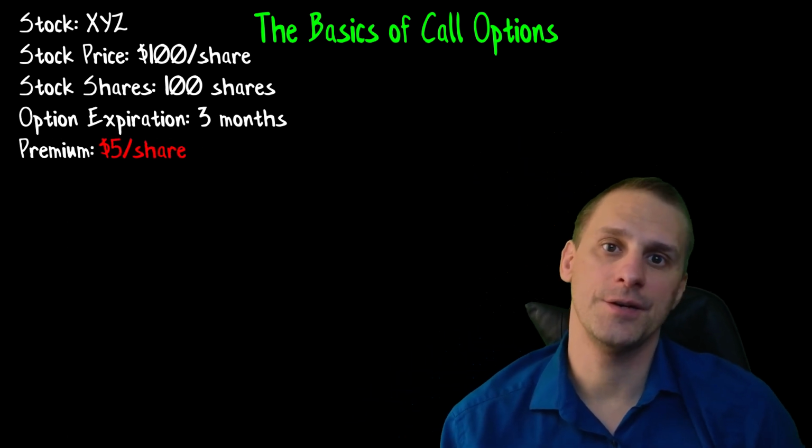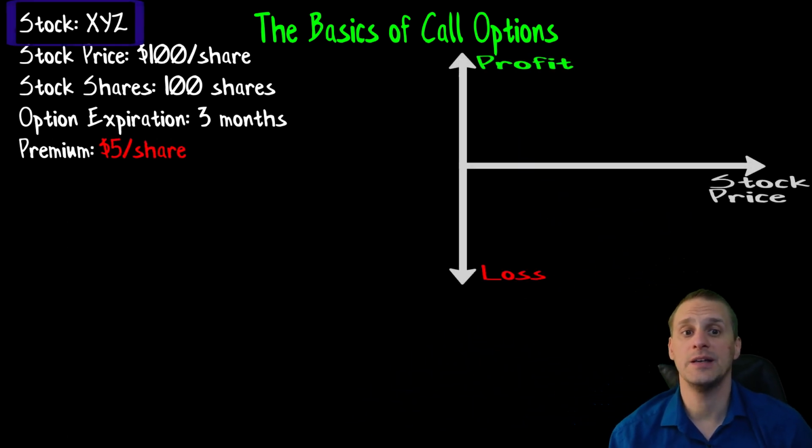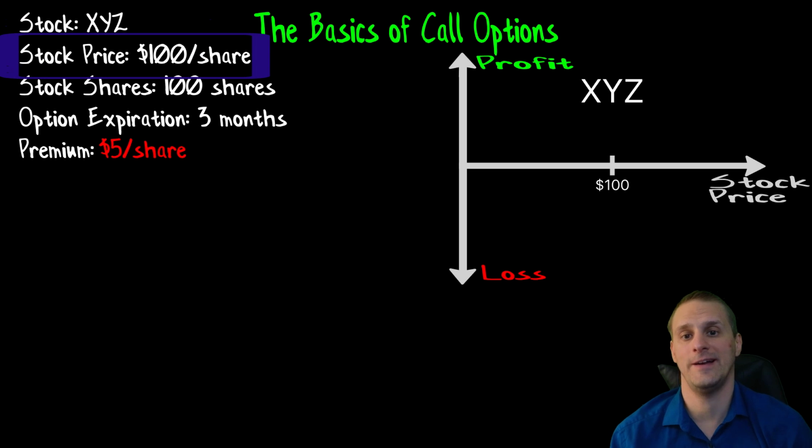So let's review what Brad chose. He chose the stock XYZ, which is currently $100. XYZ is the stock symbol. It is also known as the underlying, and it is what the option contract gets its value from. Hence, derivative. If this doesn't make any sense, you probably need a review.